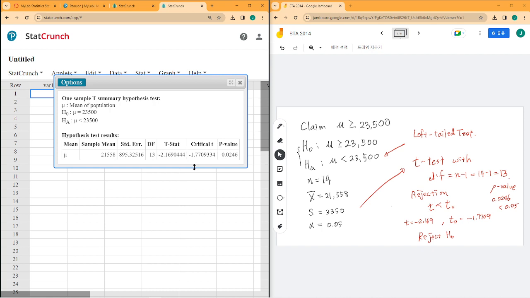So our conclusion is to reject the null, meaning that we have enough evidence to reject the original claim that the mean list price is at least 23,500.